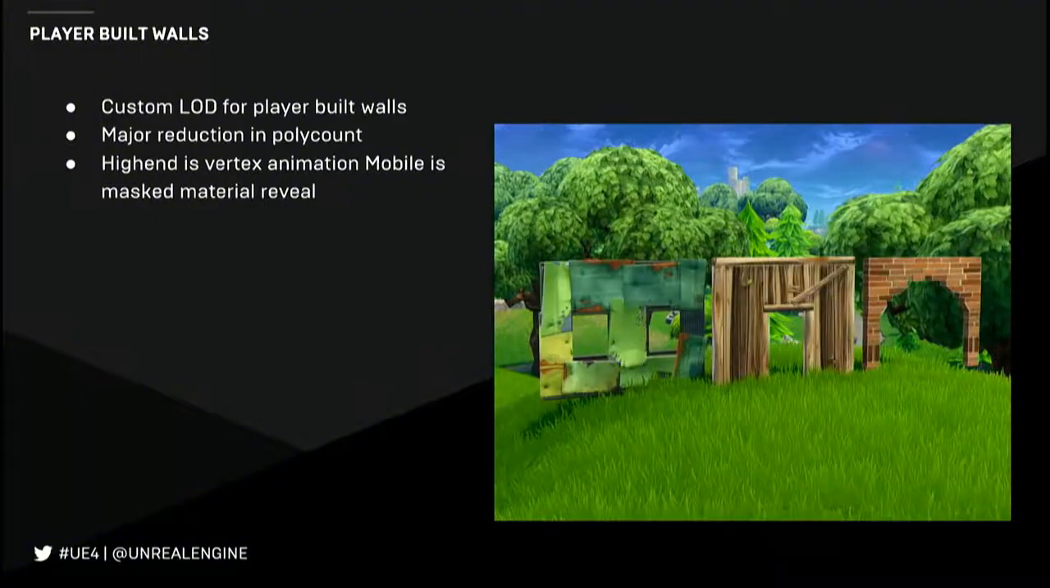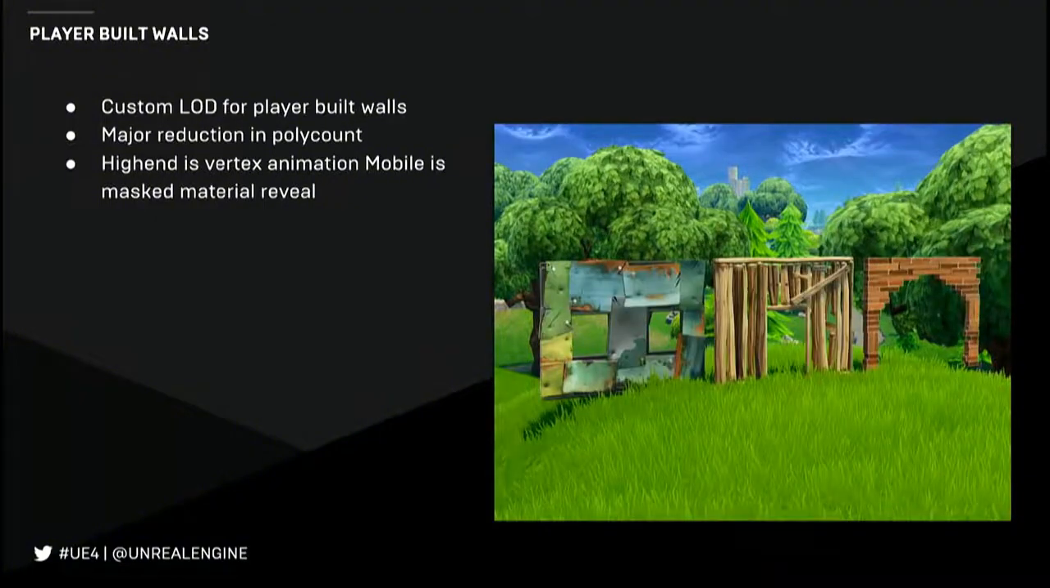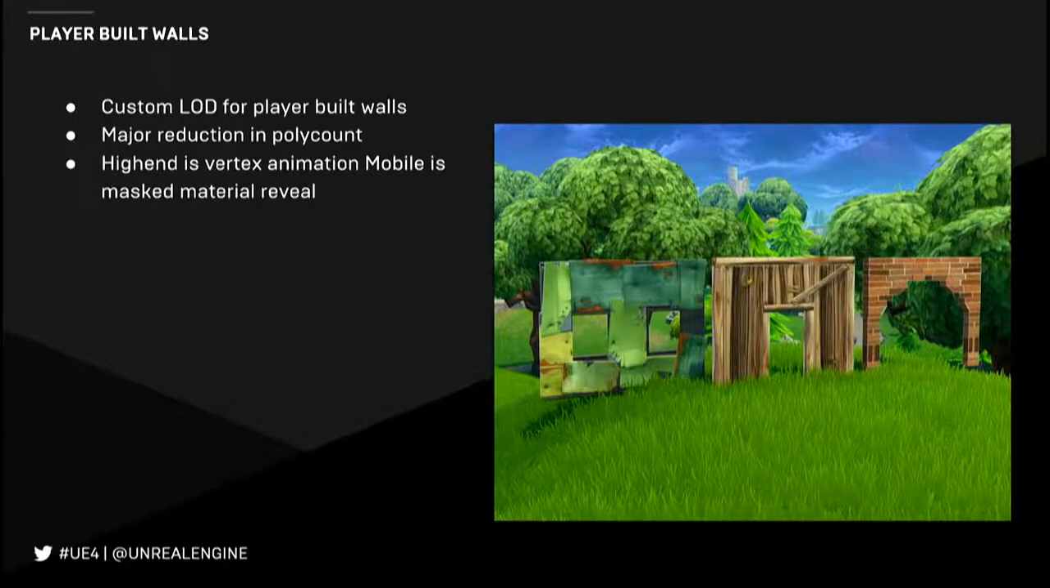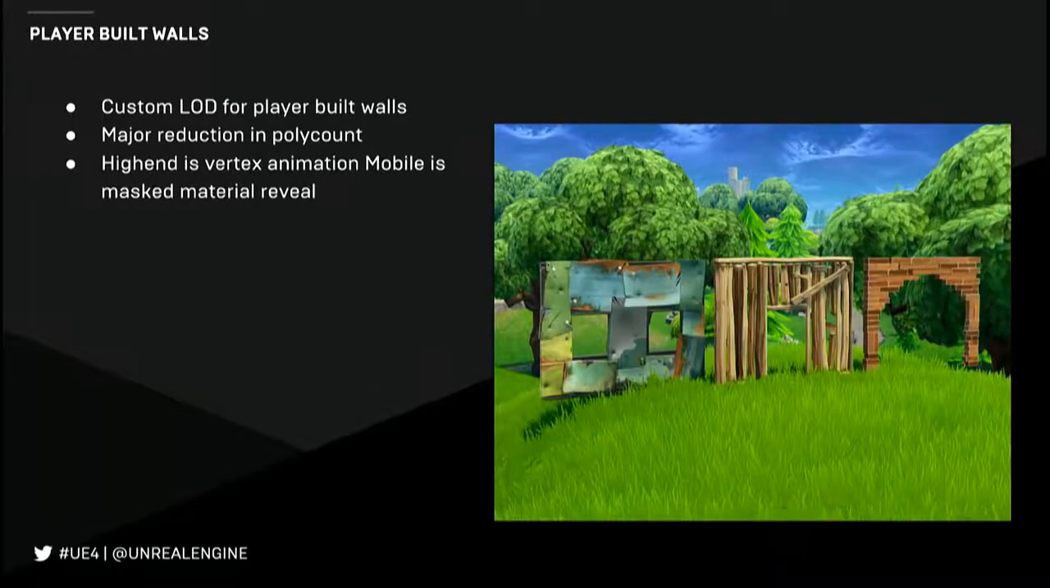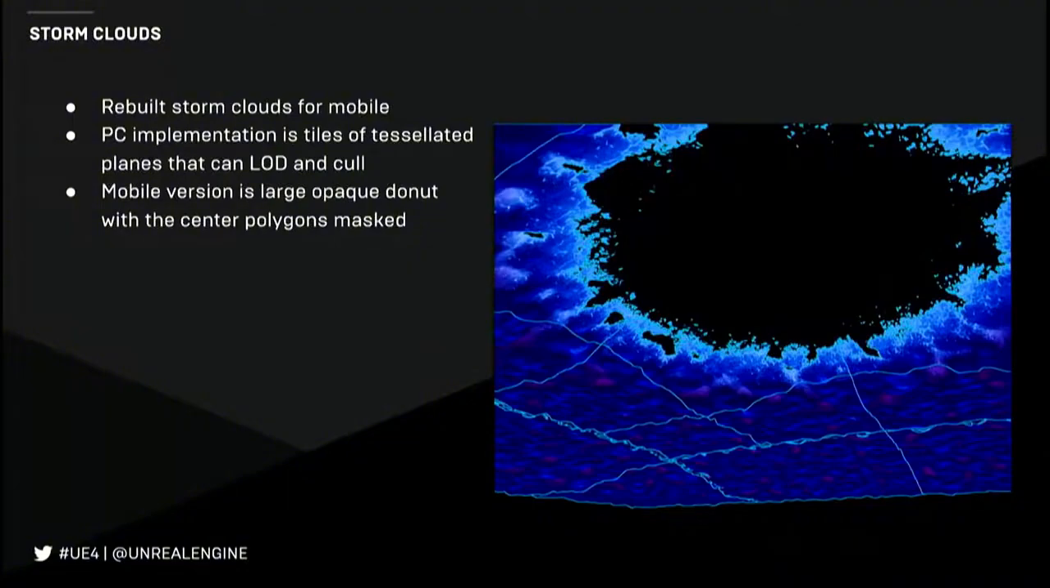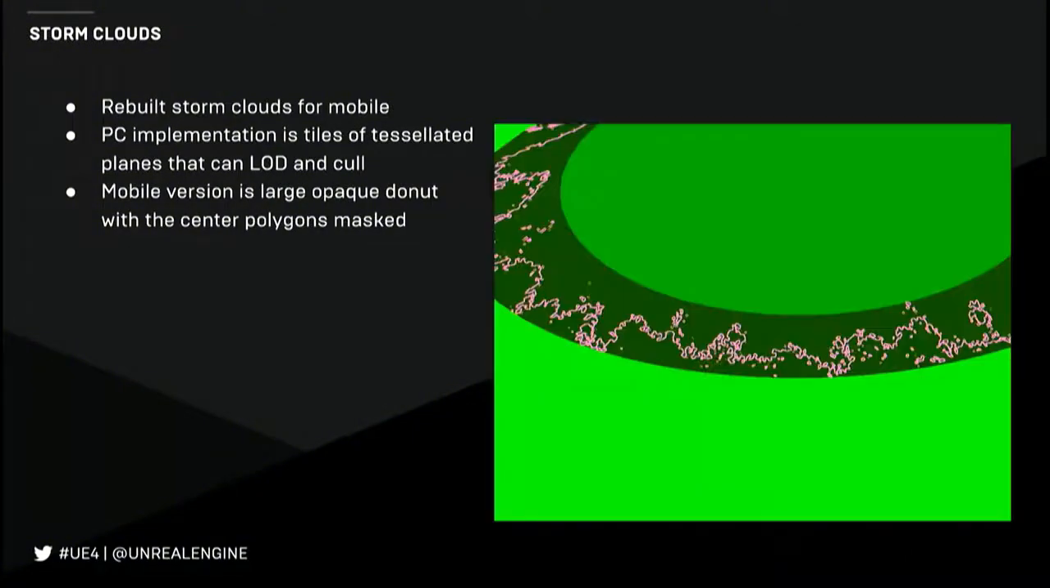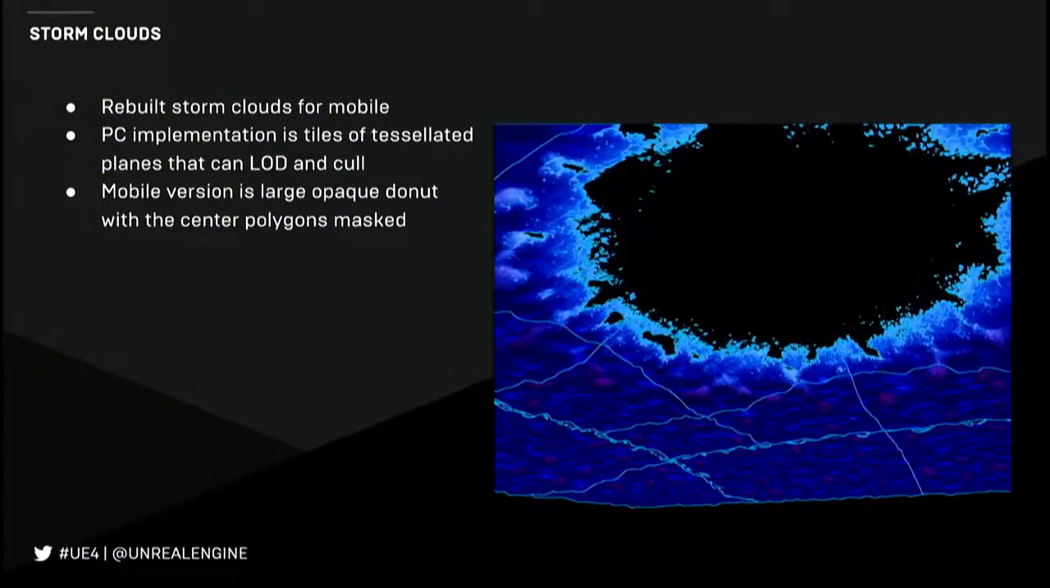In Fortnite, players can place their own walls. We call these player-built walls. These are implemented as the storm clouds in Fortnite are built using tessellated planes in the sky, the storm.